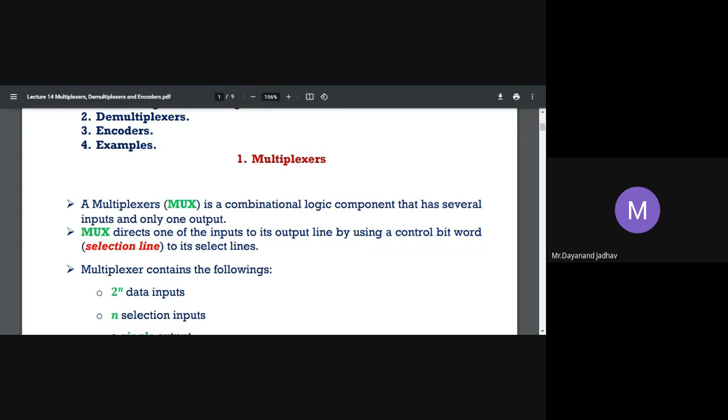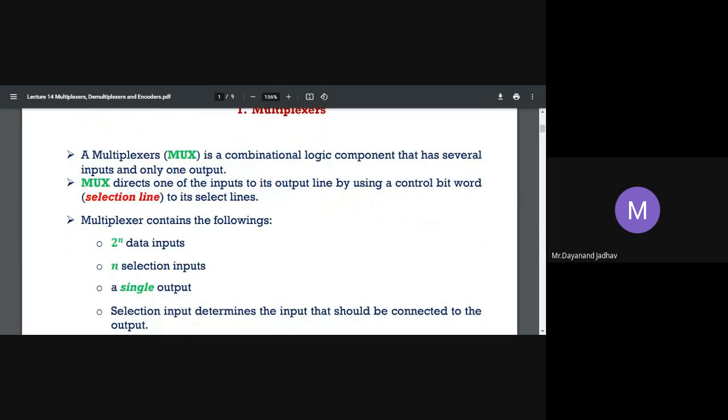The select lines are the important part. When we consider two select lines, then possible inputs are four and only one is selected in the output. If only one select line, 2 raised to 1, two inputs are there. Therefore, it is called a design of 2 to 1 mux. If we consider two select lines, 2 raised to 2, four inputs are there and only one output. If three select lines, eight inputs are there and only one output. 8 is to 1 mux.